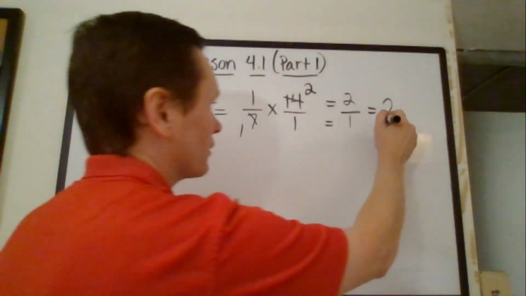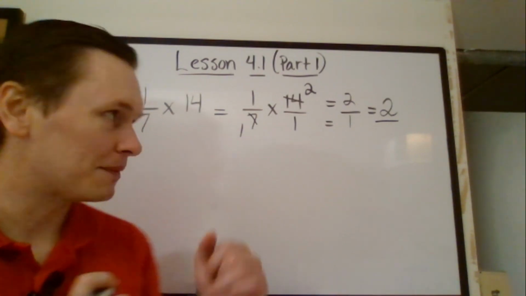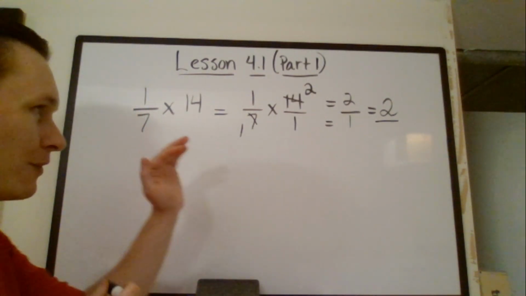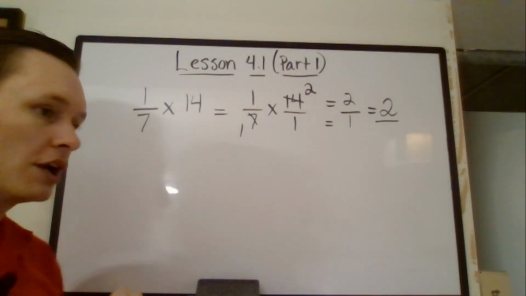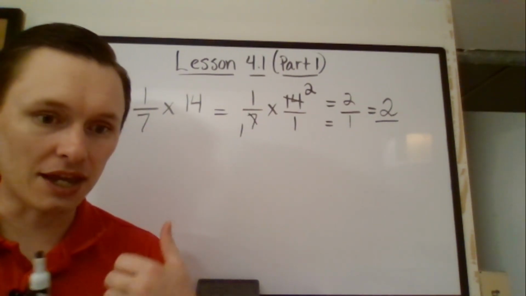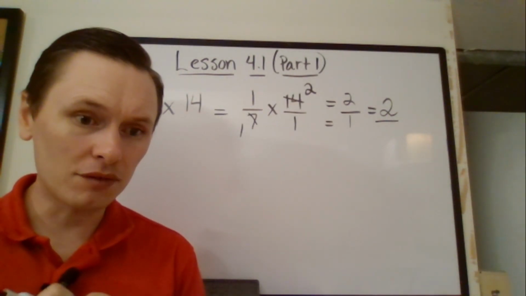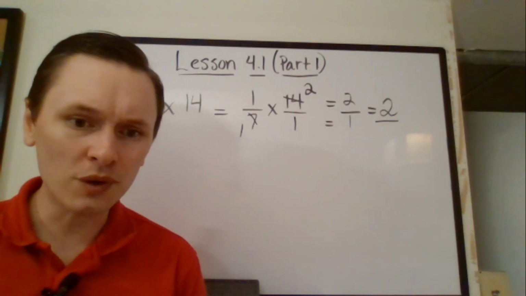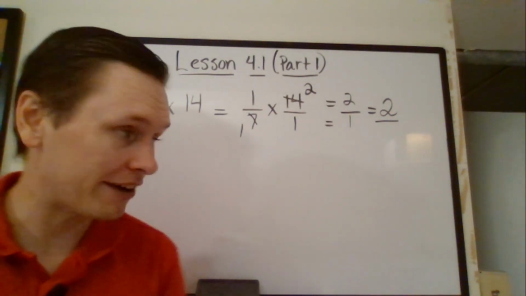And that's my answer, 2. Pretty simple, right? I mean, we just made the whole number look like another fraction, multiplied, used one of our simplifying techniques, and voila, we get an answer. Okay, so now what do you do if you have to multiply by a mixed number in a fraction?